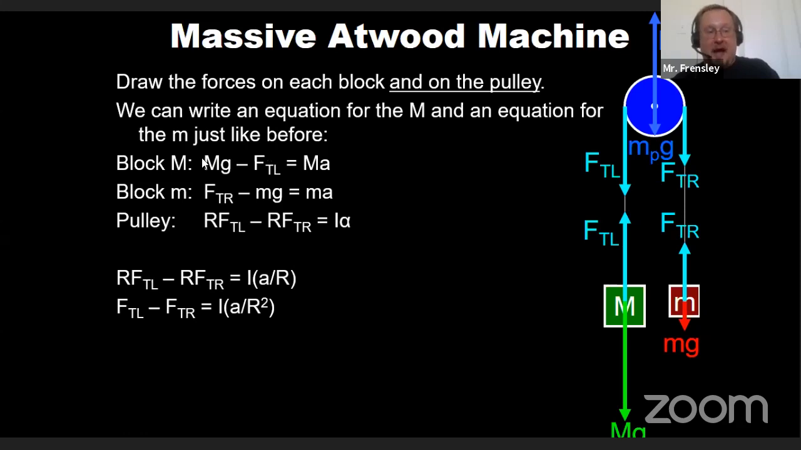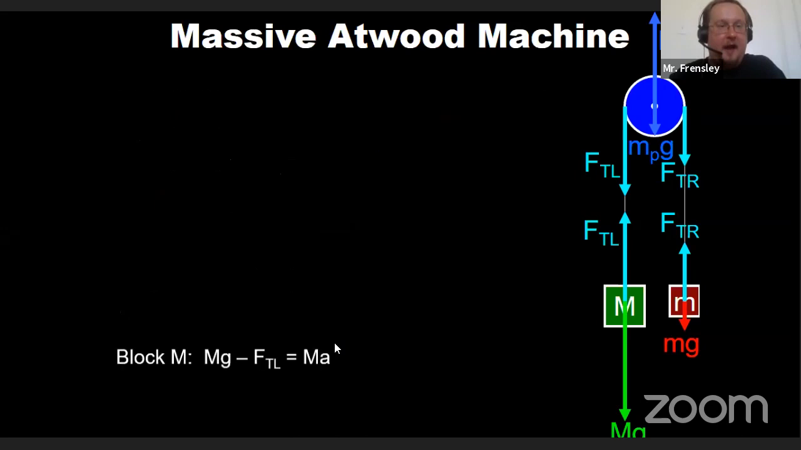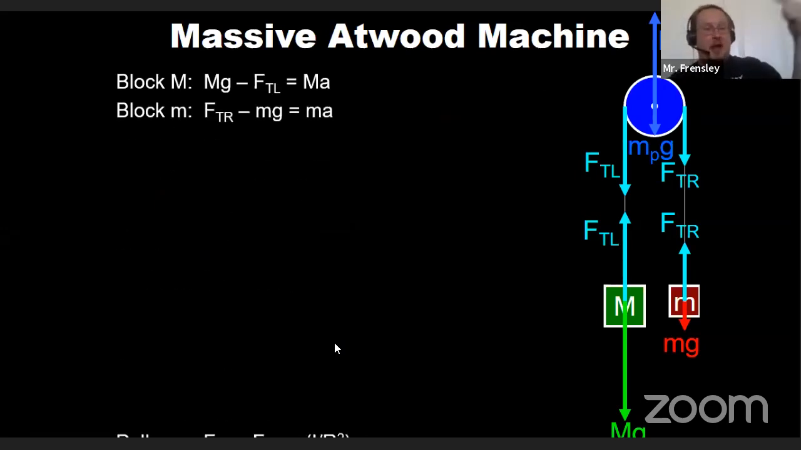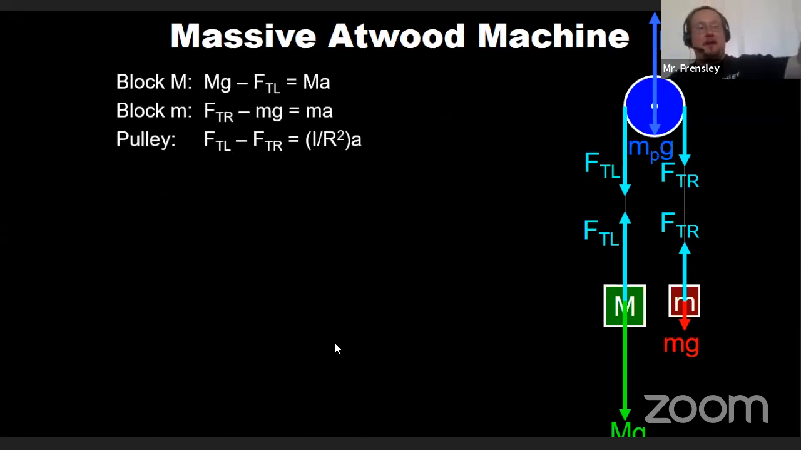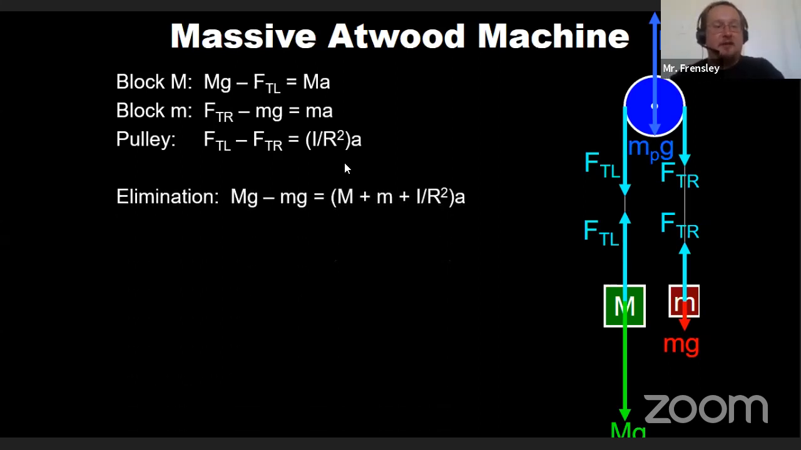So I've got the two block equations and the pulley equation. And you notice I regrouped the r squared under the I. I can just move the r squared. It has to stay in the denominator, but it's under the I. So here's my big block, little block, and pulley equation. Time for elimination. So let's do some elimination.